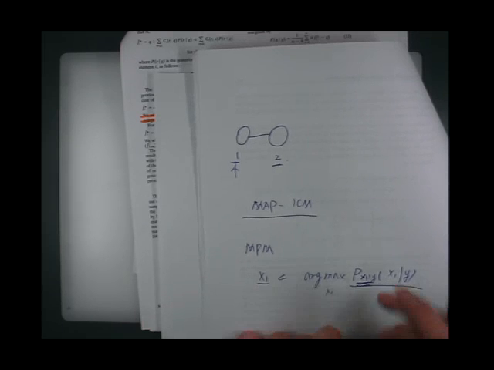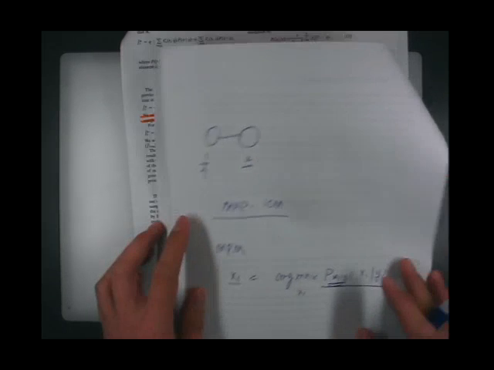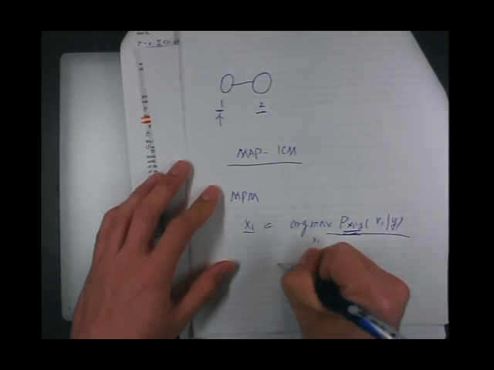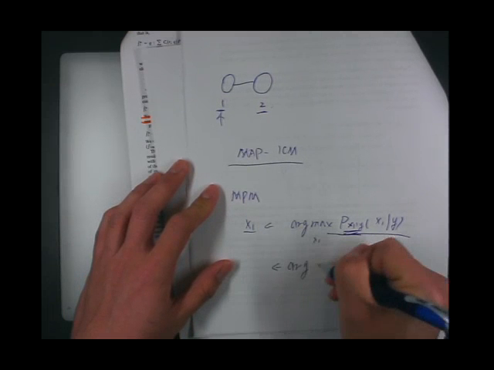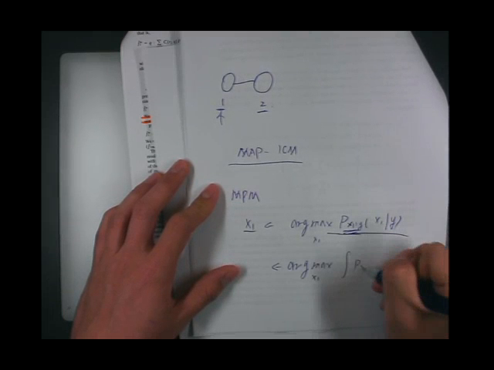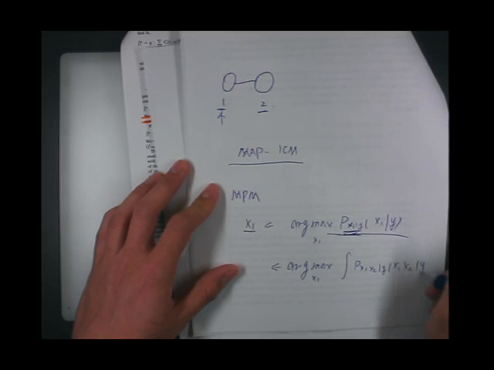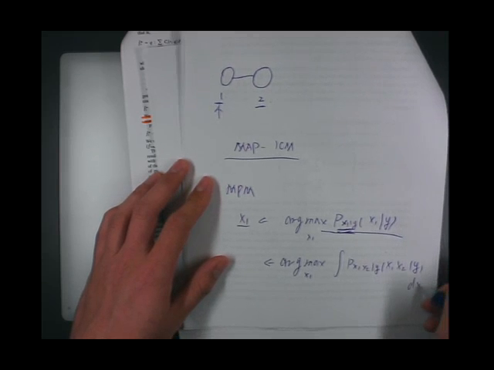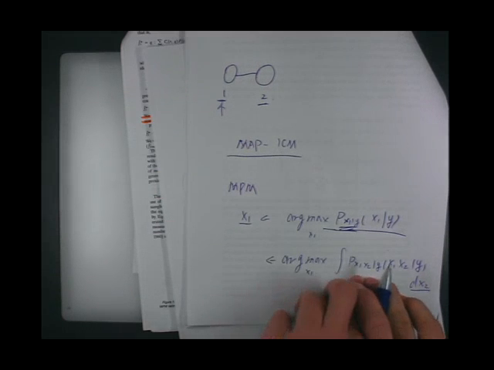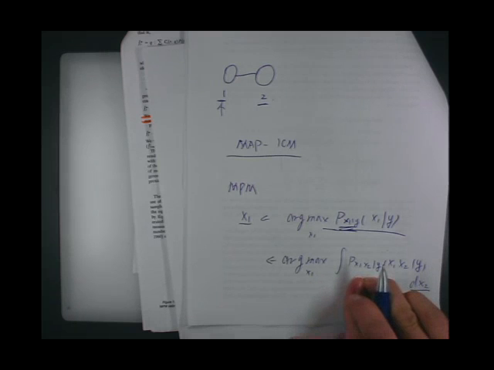And how do we get this marginal? Maybe you got confused because we use a histogram to approximate. But if we have only two pixels, we can write it this way: the integral of p(x1, x2 | y) over x2 to get the marginal, which means we do not assume that we already know the value of pixel 2.